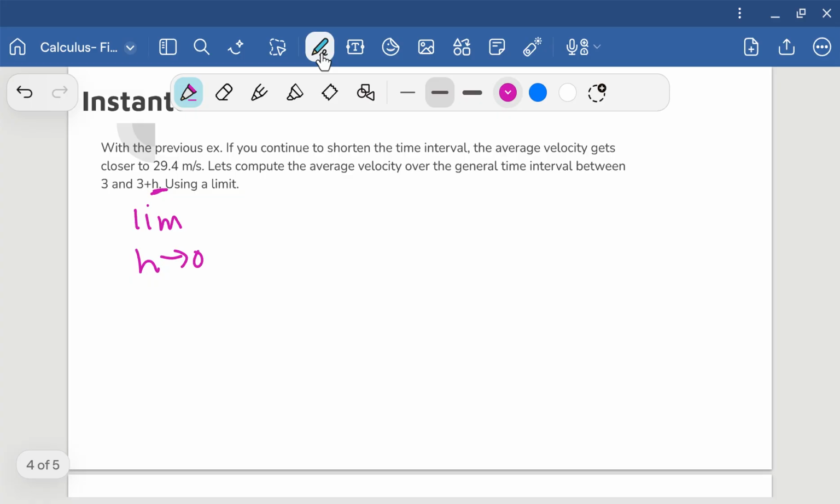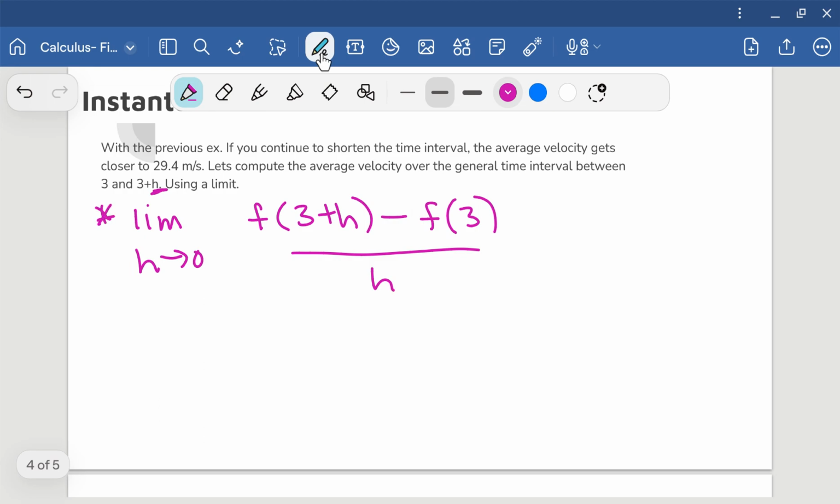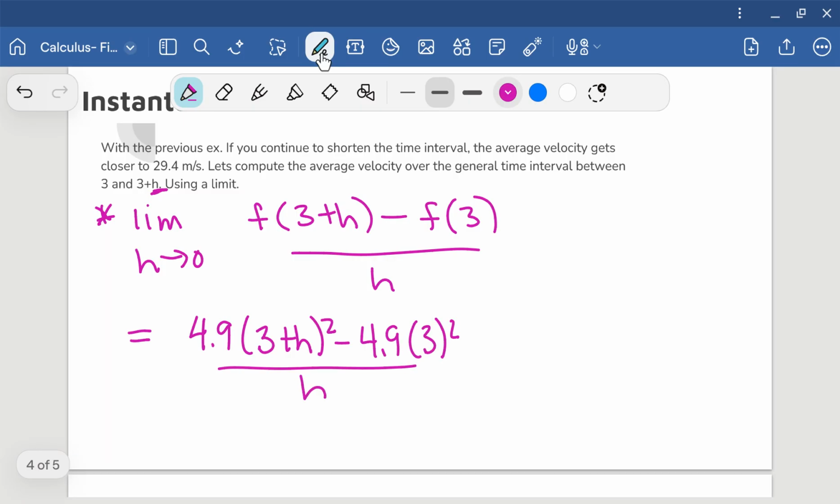So if we're plugging this all in, what we're getting is f of 3 plus h. So this is now just using the limit formula, over f of 3, all over h, right? So this is that first principle that we took a look at already. So we're going to plug in some of those values now using that same formula, and that's going to be 4.9 times 3 plus h squared minus 4.9 times 3 squared divided by h.